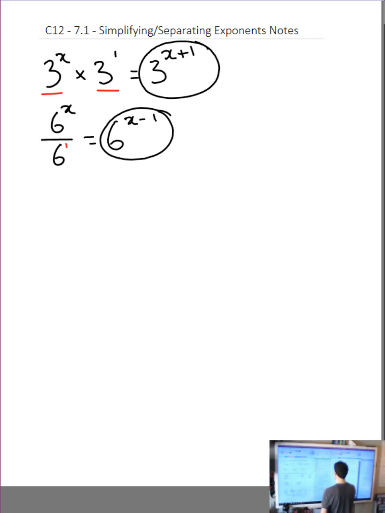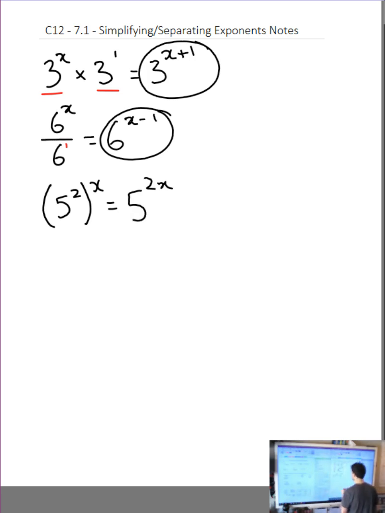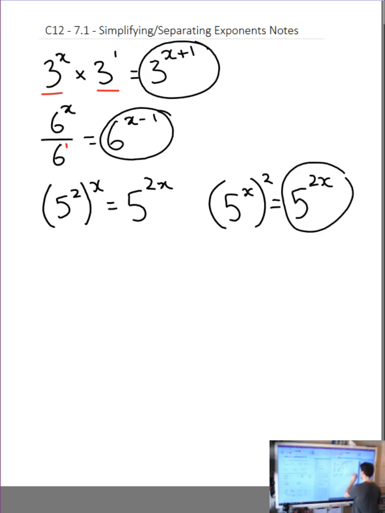Now, if I have exponents to exponents, again, I'm going to simply multiply the exponents. Now, that is going to be extremely useful. I'm just going to do this one again, a tad different. 5 to the x squared equals, again, 5 to the 2x. Simply multiplying my exponents with the exponents at different locations, we get the same answer.